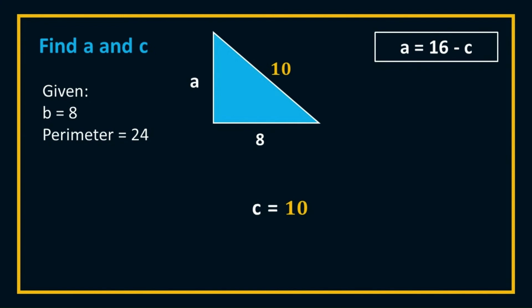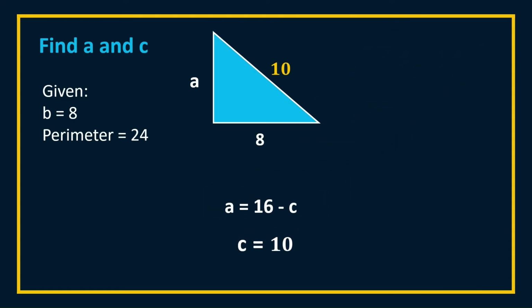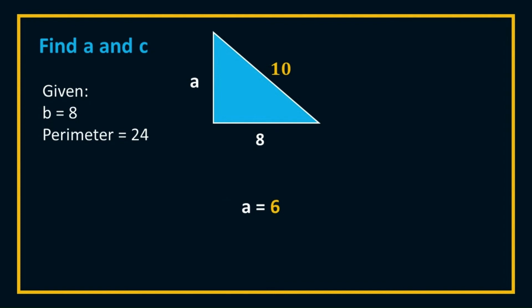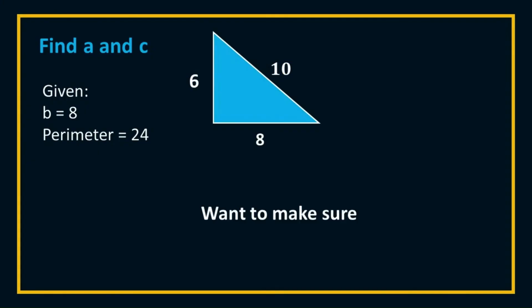Okay, now that we have C, we can go back to this. A equals 16 minus C becomes 16 minus 10, and so A is 6. So now we have all three sides of the triangle. To make sure that we got the correct values, we can go to what we were given. The perimeter is 24, so we'll ask, will we get 24 when we add up the sides of this triangle? 10 plus 8 plus 6 is equal to 24, so check.